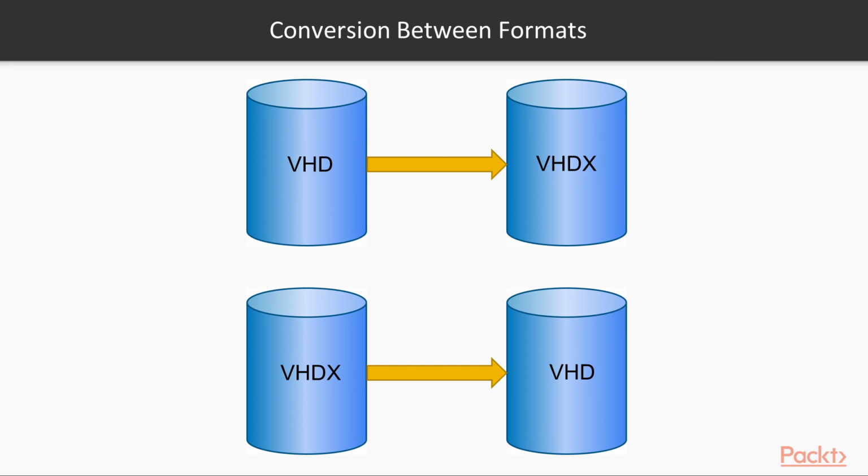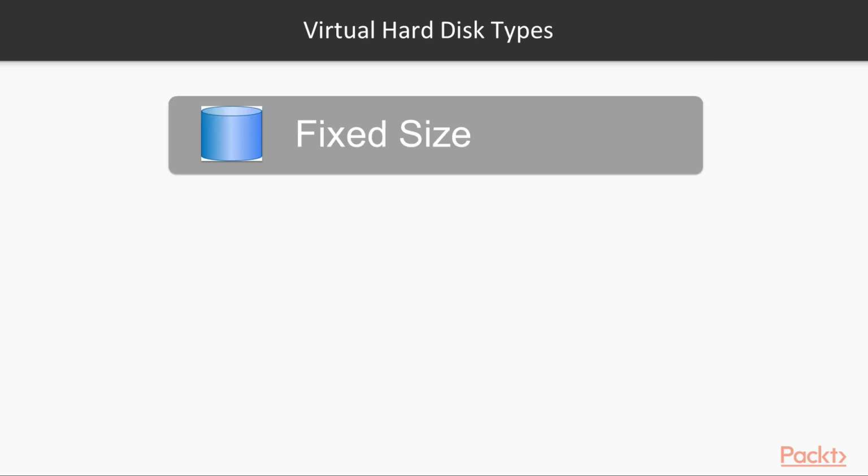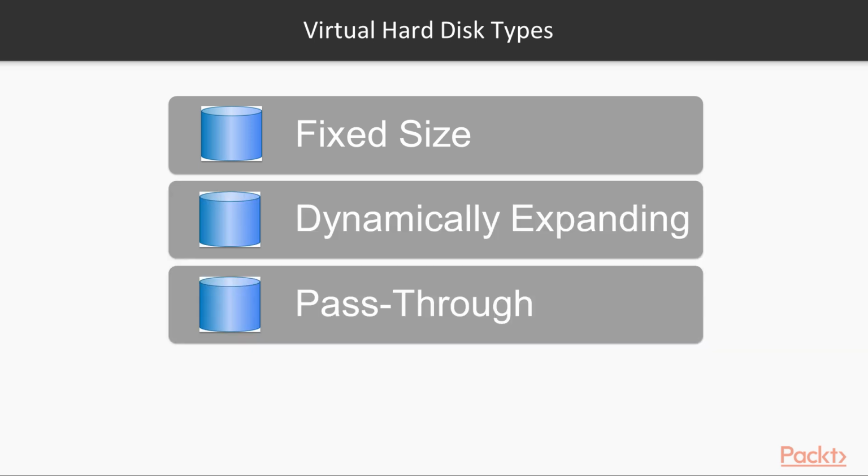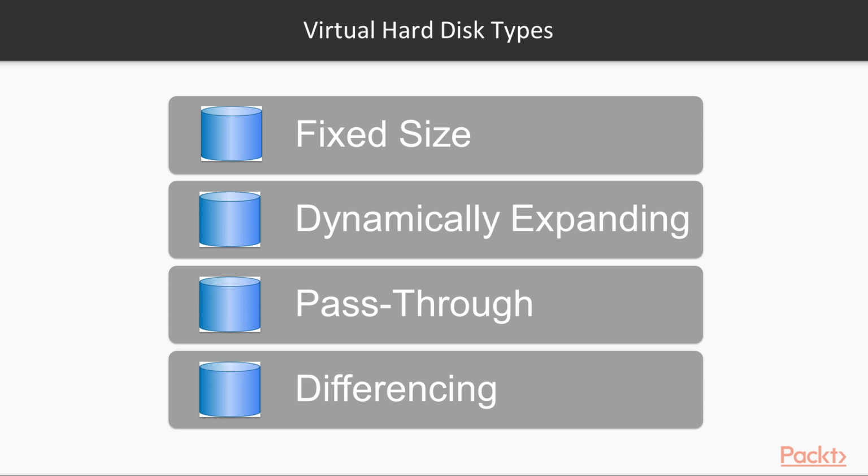It's easy to convert between the virtual hard disk formats. During the conversion process, a new virtual disk is created and the contents of the old formatted disk are copied to the new format file. There are 4 virtual hard disk types: fixed, dynamically expanding, pass-through, and differencing.